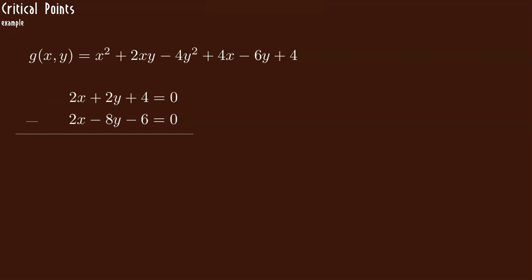What I want to do is find the difference of the 2 equations. Subtract one from the other. So we get 10y plus 10 equals 0, which means y is equal to negative 1. Plug that back into one of the equations.